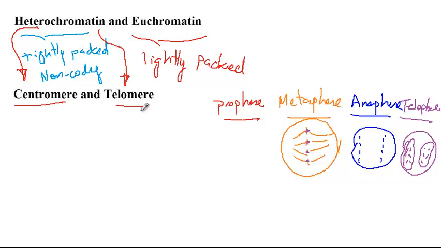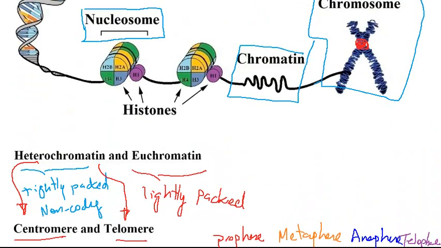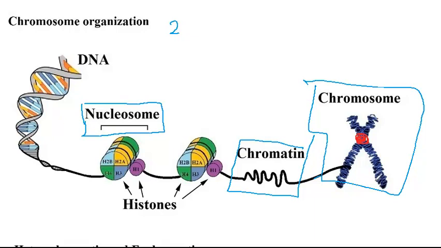And then we have the telomere. Telomeres are the repetitive nucleotide sequences that are at the end of the chromatid. And basically their job is to protect the actual sequence of the DNA. So here we have all the euchromatin, and then telomeres are at the end.